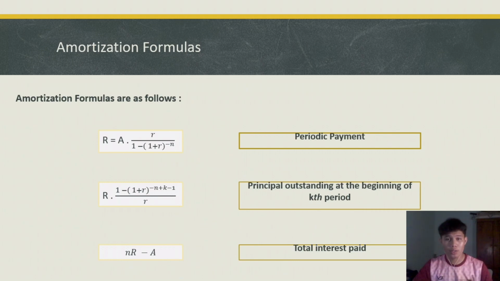Now, let's go through the amortization formulas. There are three formulas that I want to present today, which are the periodic payment, the principal outstanding at the beginning of a certain period, and the total interest paid formula.